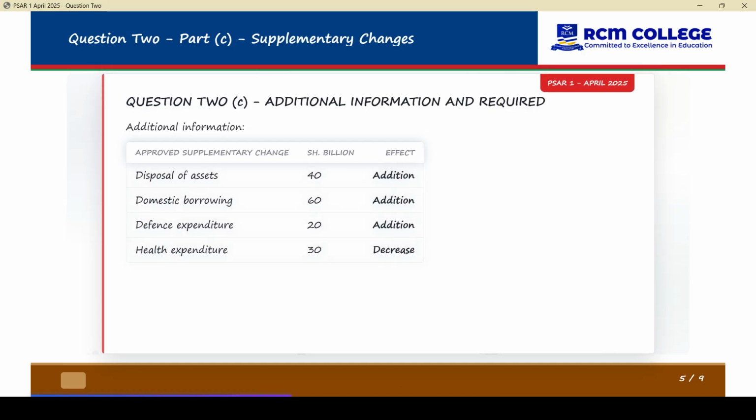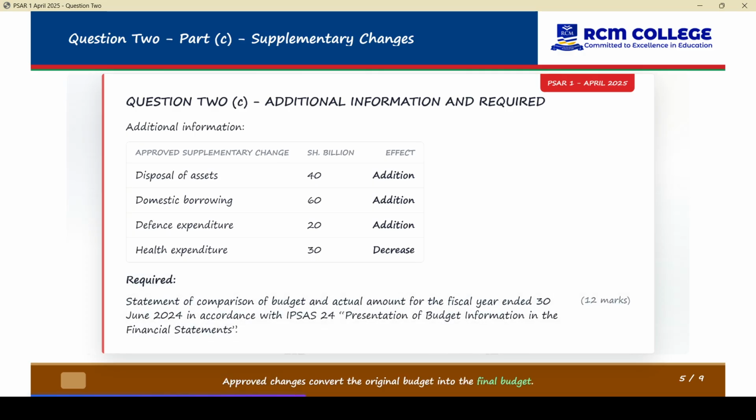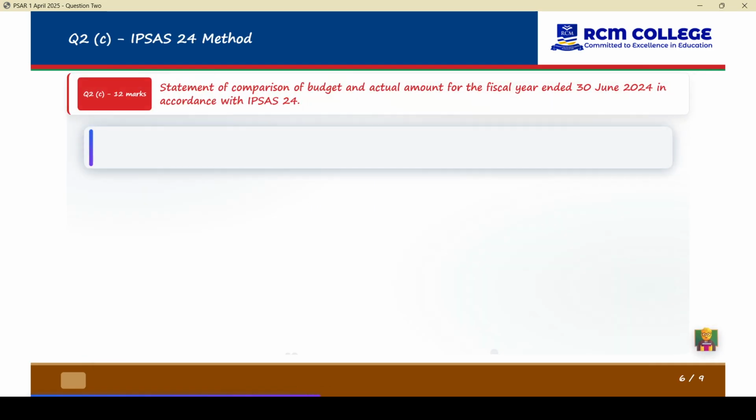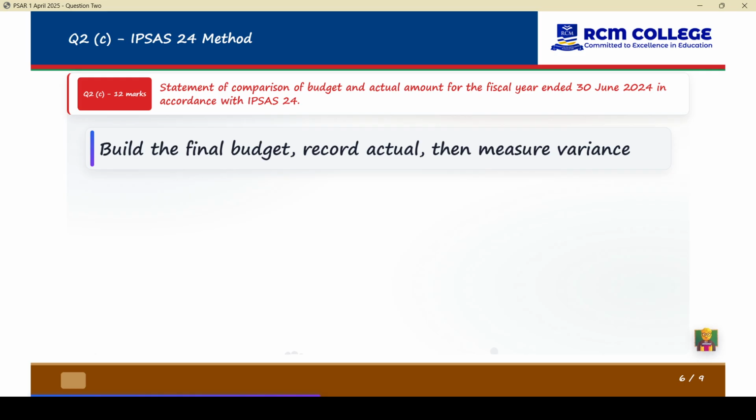Then this is the additional information: disposal of assets. So you go through it line by line: disposal of assets, domestic borrowing, defense expenditure, health. These additions and decreases we will adjust on our budget. And this budget statement is very simple under IPSAS 24. What you are required to do is, these are 12 marks: statement of comparison of budget and actual amounts for the fiscal year ended 30th June 2024 in accordance with IPSAS 24, presentation of budget information in the financial statements. So here we will build the budget.